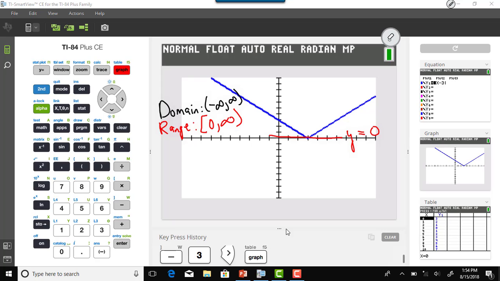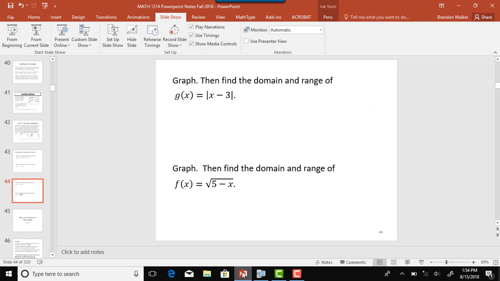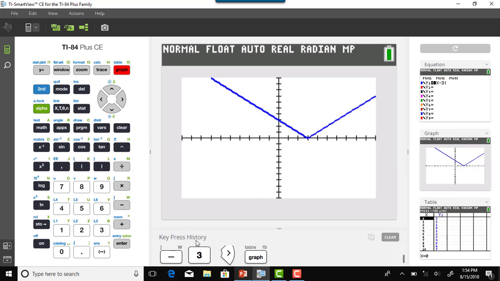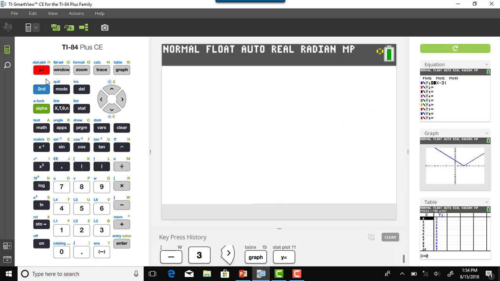All right, let's look at one more example where domain is not all real numbers, and we'll look at a couple different things that would help us figure that out. So, last one here. Want to graph the square root of 5 minus x. So y equal to here.